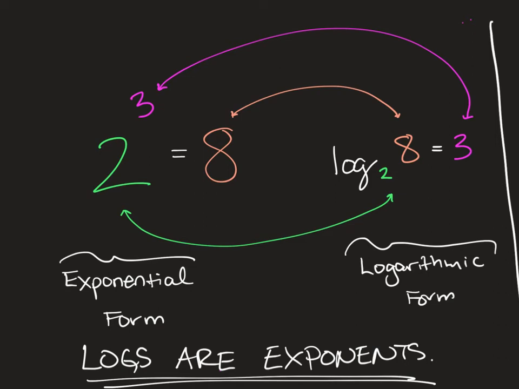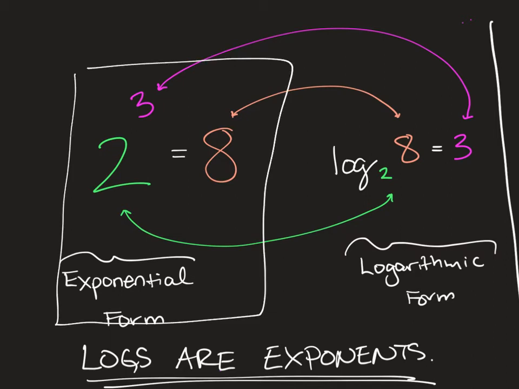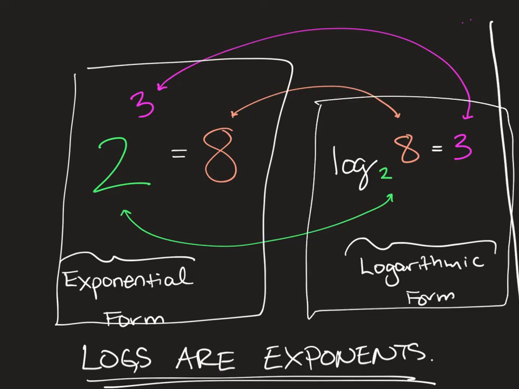So this right here is what we call exponential form. It's called exponential form because you've got an exponent right here. And this, of course, over here is what we call logarithmic form. Logarithm is like the long version. Everybody just calls them logs, and that's totally an okay thing for you guys to do.